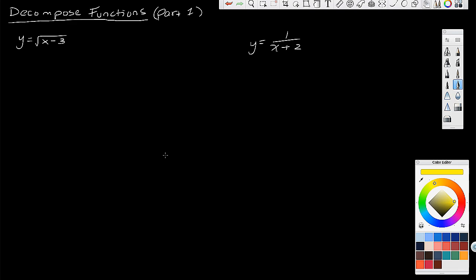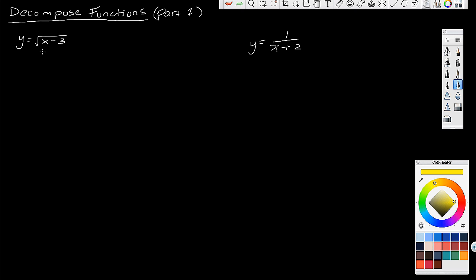I'm going to show you something that you may not have thought of before. We've practiced composing functions. What that means is taking a function and evaluating it within another function. We've done it numerically, we've done it abstractly. But what if I told you you could actually take functions apart? And I'm going to call that decomposing. So undoing the effects of a composition. So I have many examples set up for you. This is the first of a three-part series of videos I'm going to make for you.